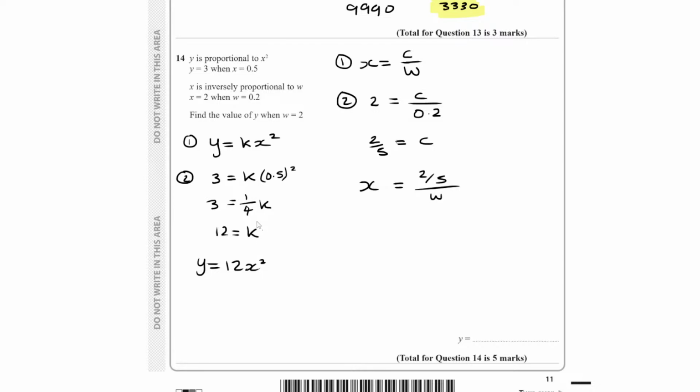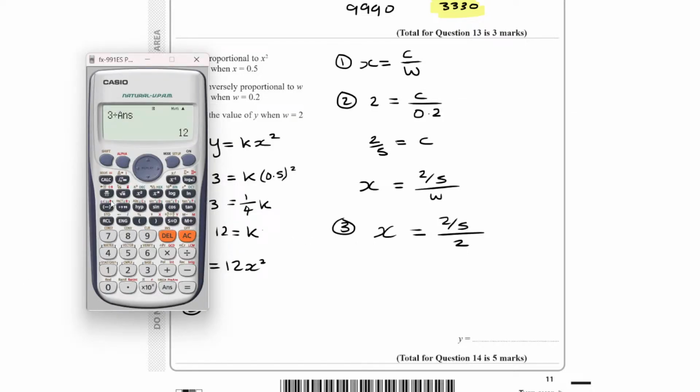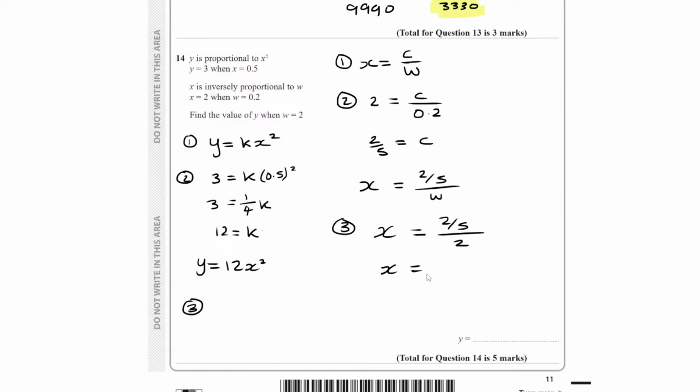Now we're on to step 3, which is where you actually answer the question. So step 3 is find the value of y when w is 2. So you see how, because we've got w, I'm obviously going to have to sub it into this second one, aren't I? That's the only one that has w. So we could work out what x is when w is 2. So we've got 2/5 divided by 2, basically, isn't it? That's 1/5. So x is 1/5, but obviously we want to know y.